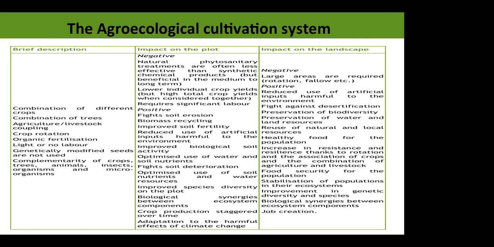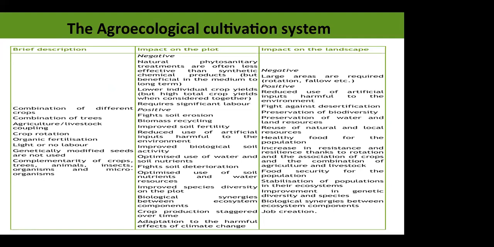There's also that it is not allowed to use genetically modified seeds. They are not allowed. There's complementarity of crops, trees, animals. So there's diversity in the system. There's a lot of diversity in the system, and all these animals and insects and crops, they live together, they cohabit together and make a good resource or good food for human beings to eat.